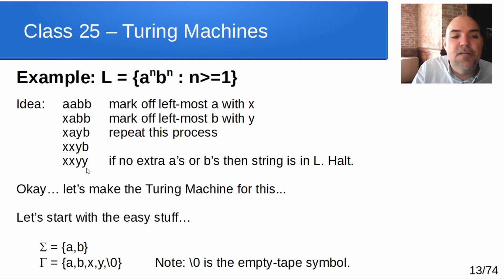All right, so let's make the Turing machine for this. Let's start off with the easy stuff. The alphabet is just A and B. The tape alphabet is A, B, but then we were marking things off with X's and Y's, so we need to add those. And then we need to have the empty tape symbol.